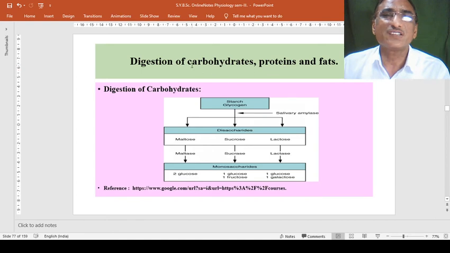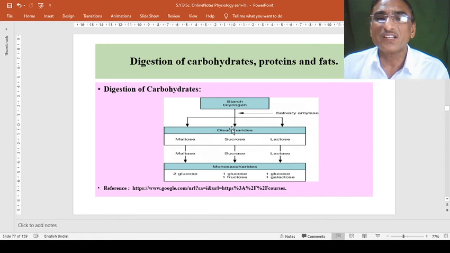We have already seen everything in previous slides, but this is the summary chart in which starch is converted into sugar, maltose, in the presence of amylase. All sugars, not only maltose, are stored in the form of glycogen in the body. And whenever energy is required, that glycogen is split down into disaccharides and monosaccharides. The disaccharides are maltose, sucrose and lactose, and they are converted into glucose, fructose and galactose respectively.